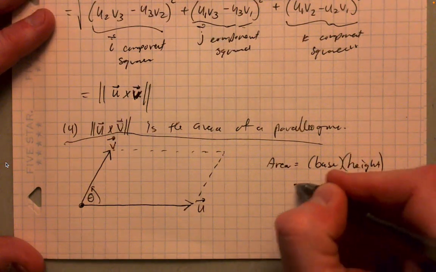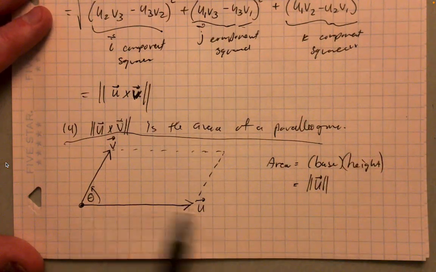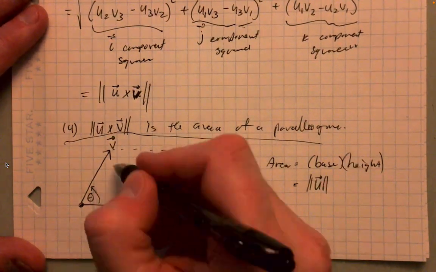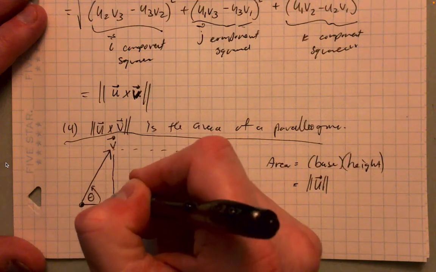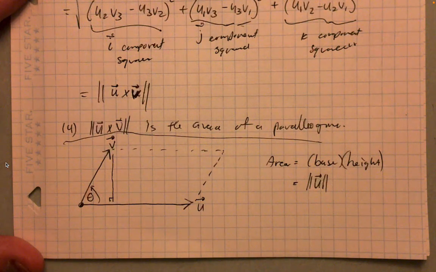Well, the base here is straightforward. It's just the norm of u. That's just however long this is, we call that the base. Now the height, however, is this piece here. This height is a right angle with u. Now, what is that height?